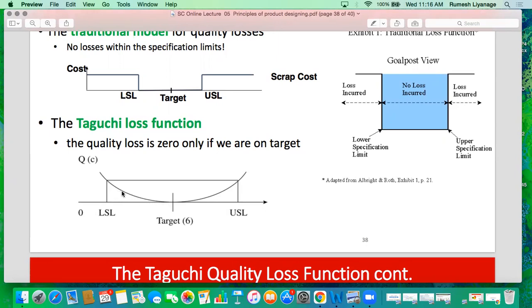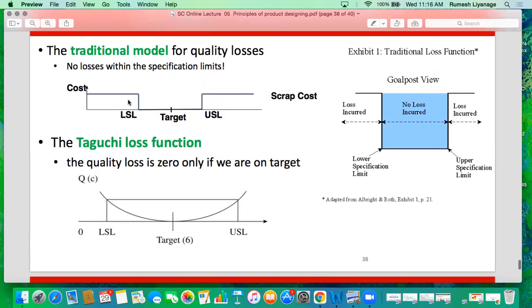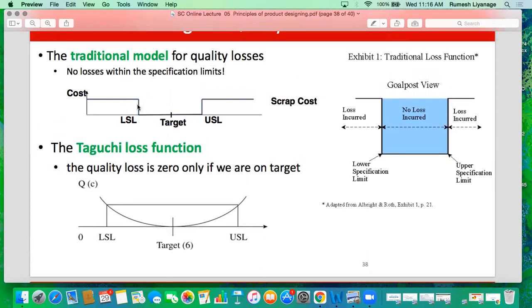You can see, here to here also you can see. But in this traditional method, we consider it as a quality loss only before LSL and after USL. Right? In the traditional method, here there are no losses. But in Taguchi's one, from here to here also we have a loss, but this is the optimum one.